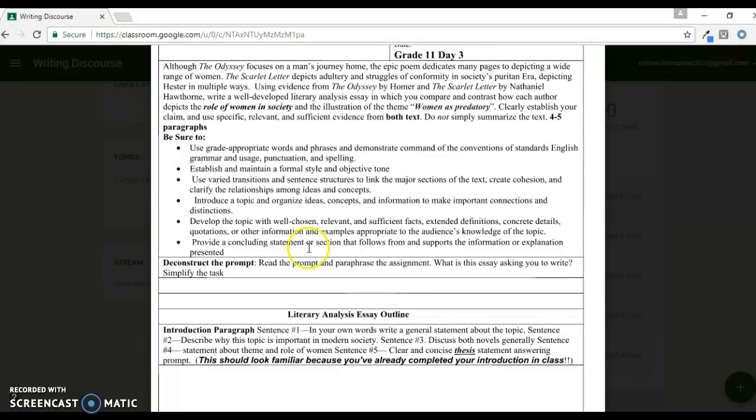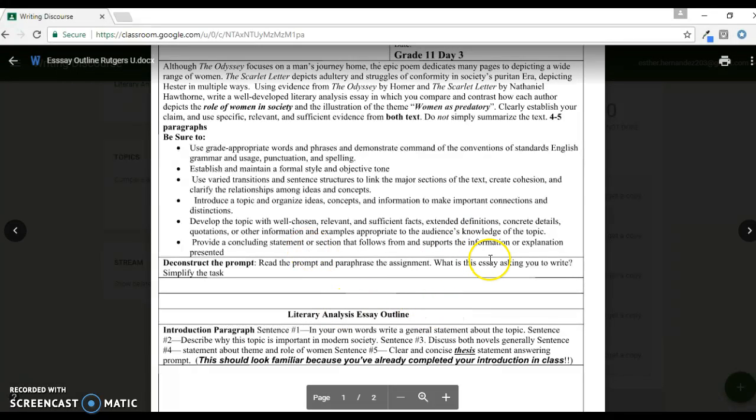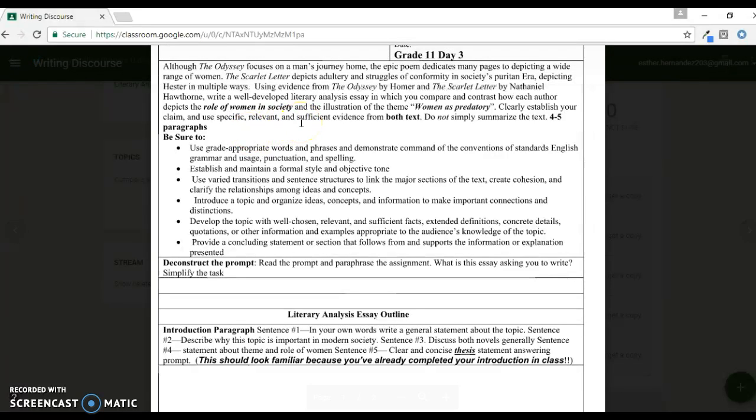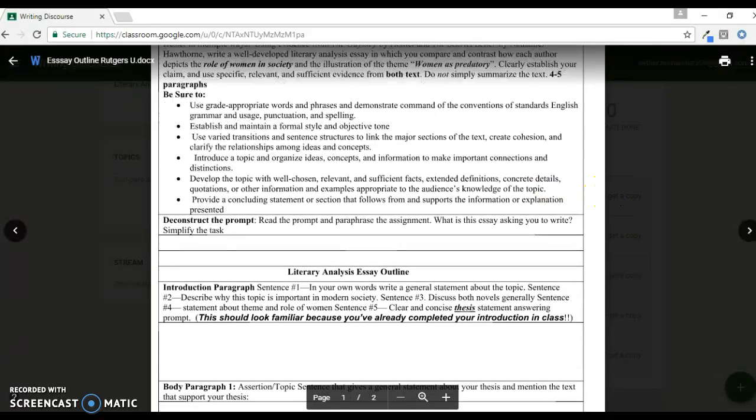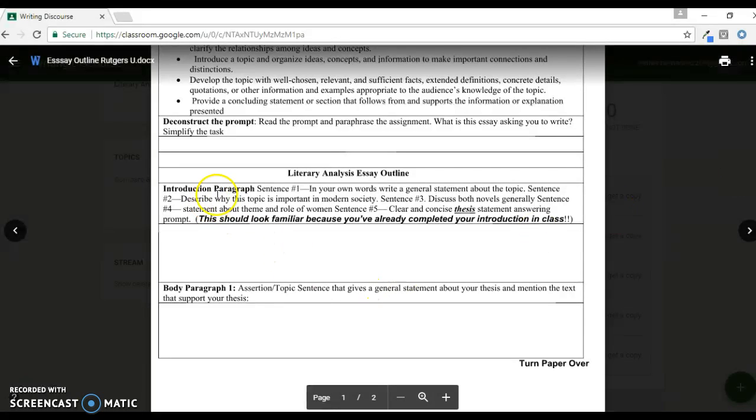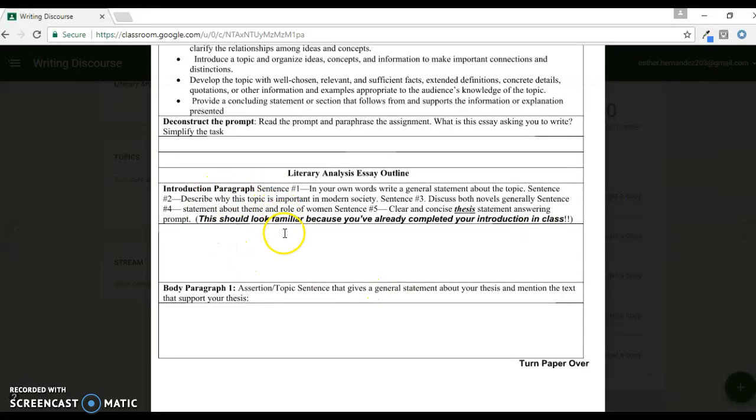We will go over what they are required to do. However, I want them to really deconstruct and unpack the prompt. So they will unpack the prompt in groups, and we will go over exactly what their assignment is based off of how they unpacked it and their outline. So we did the introduction paragraph yesterday, as you can see on the previous graphic organizer, the previous student guide. So this is why it says this should look familiar, because you've already completed this.